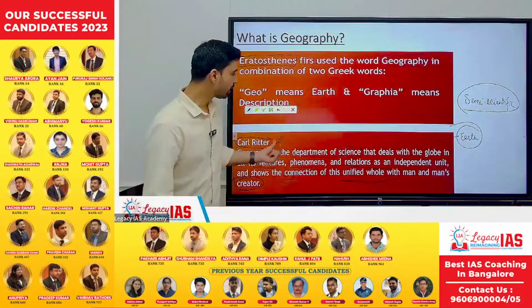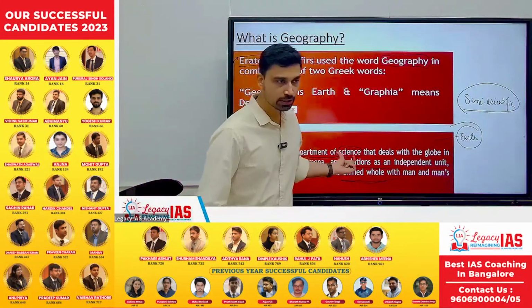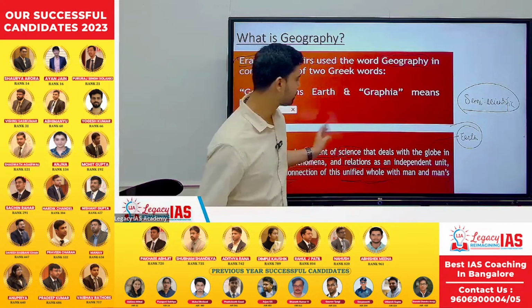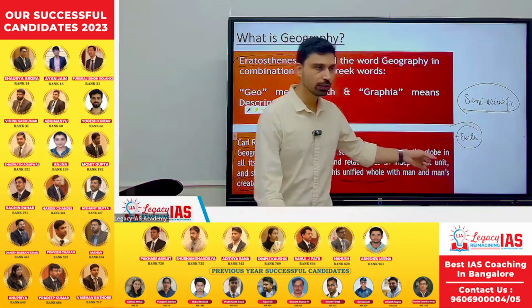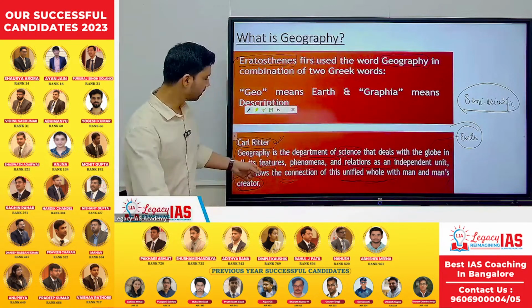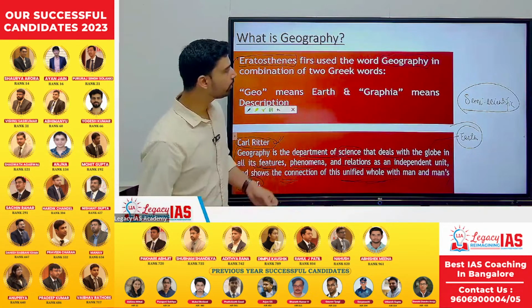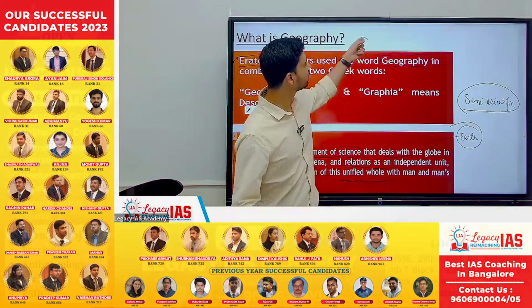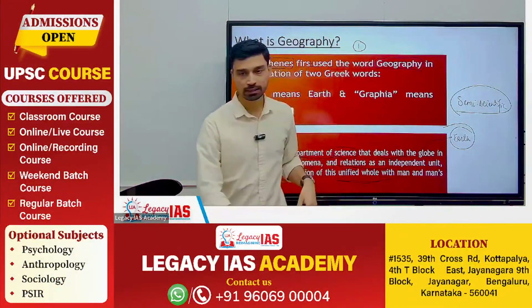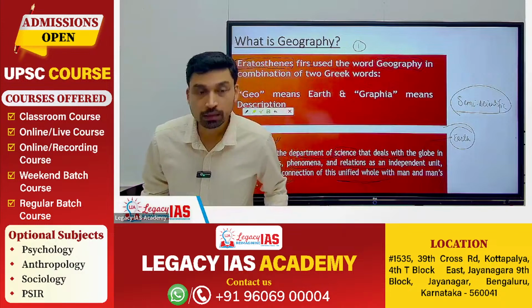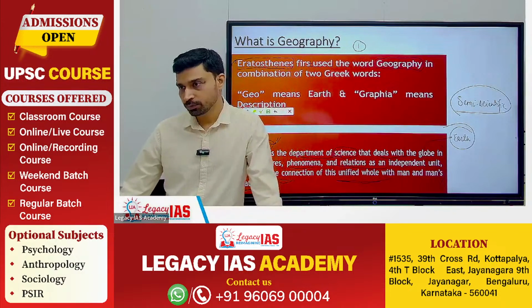So first thing, as per Karl Ritter, geography, as we have discussed, is a department of science, a part of science. Second, it deals with what? Earth. And what part of earth does it deal with? So all the features of the earth, that is the first thing. What do we understand by the term features of the earth? Can you give an example? What is the landscape? Okay, what are the examples?